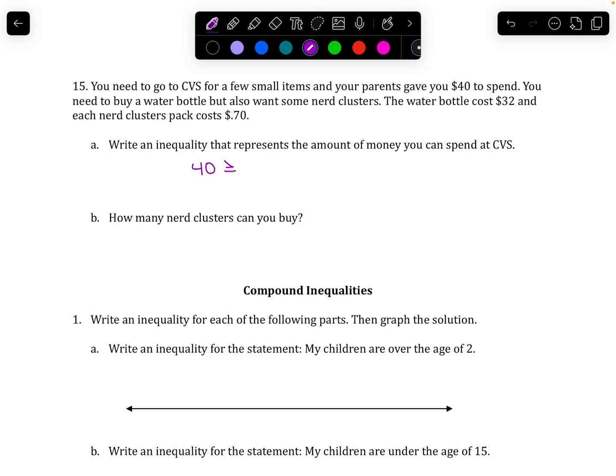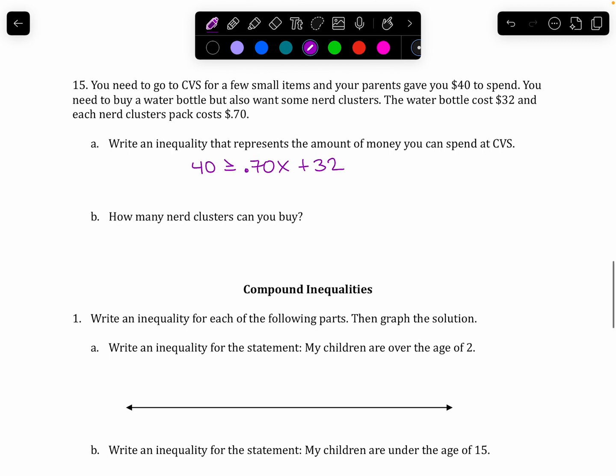I don't know why. It just makes more sense in my brain. Okay. Now I know that Nerds clusters are 70 cents per packet and I'm going to buy one water bottle for $32. So that is my inequality that I am setting up. Okay. It says how many nerd clusters can you buy? So now I'm going to take that inequality that I wrote and I'm going to solve it for x.